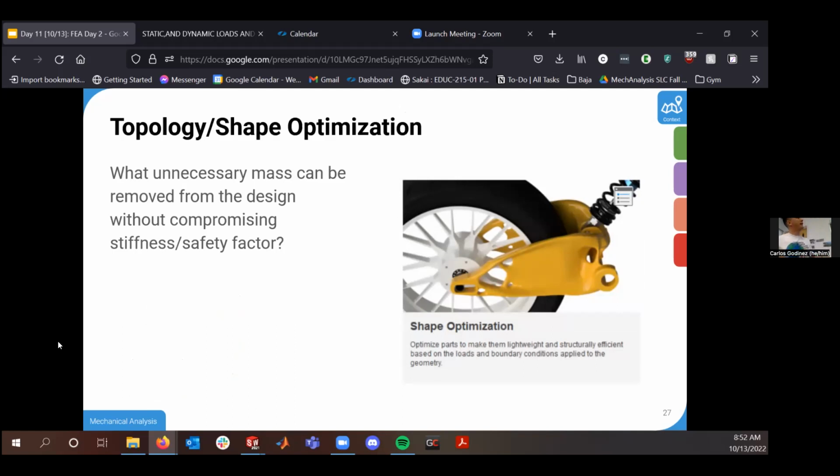Basically, if I have an object and there is a ton of unnecessary mass, how can I remove material from this object without compromising either my stiffness or my safety factor? Remember the classic FEA method where you go from displacement to strain to stress. You can maintain the same amount of stiffness, or a comparable amount, while removing a lot of material that's just unnecessary, for lightweighting.